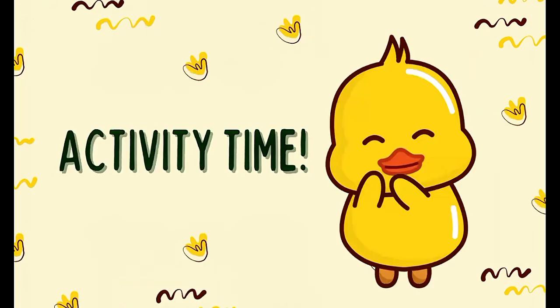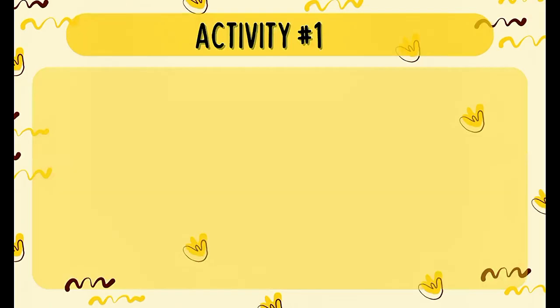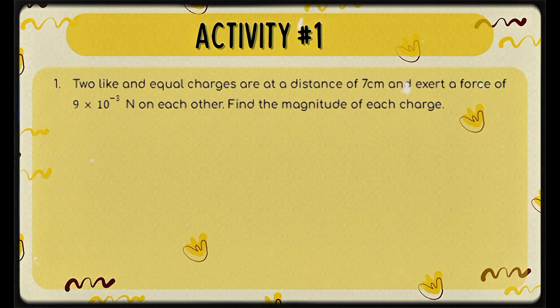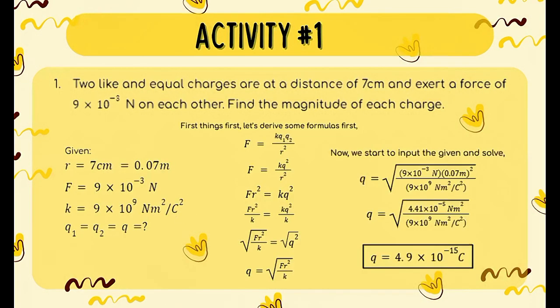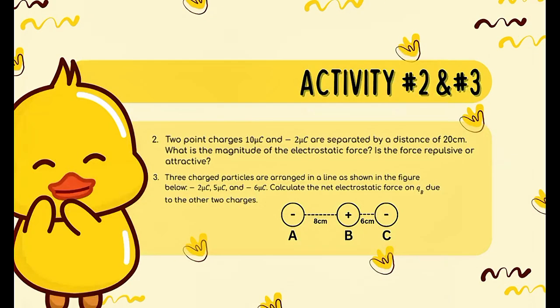Thank you. It's activity time. Are you ready? Since you already learned how to solve some basic Coulomb's law questions, it is now the right time to try it. For your activity 1, try answering this. You may pause the video while answering. Now, here are the answers. Try to process how this happened. And for your activity 2 and 3, you may try answering these too without a key to correction.